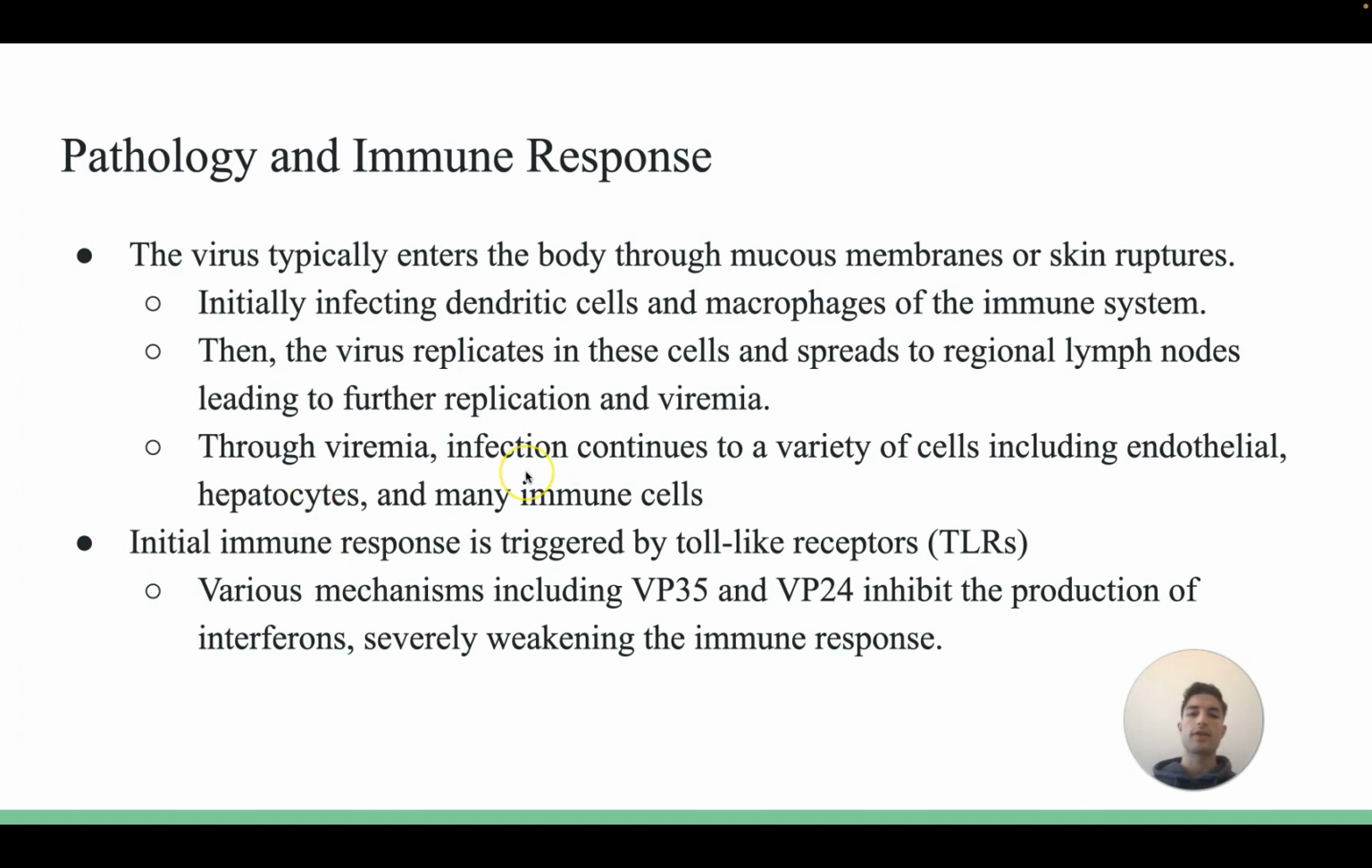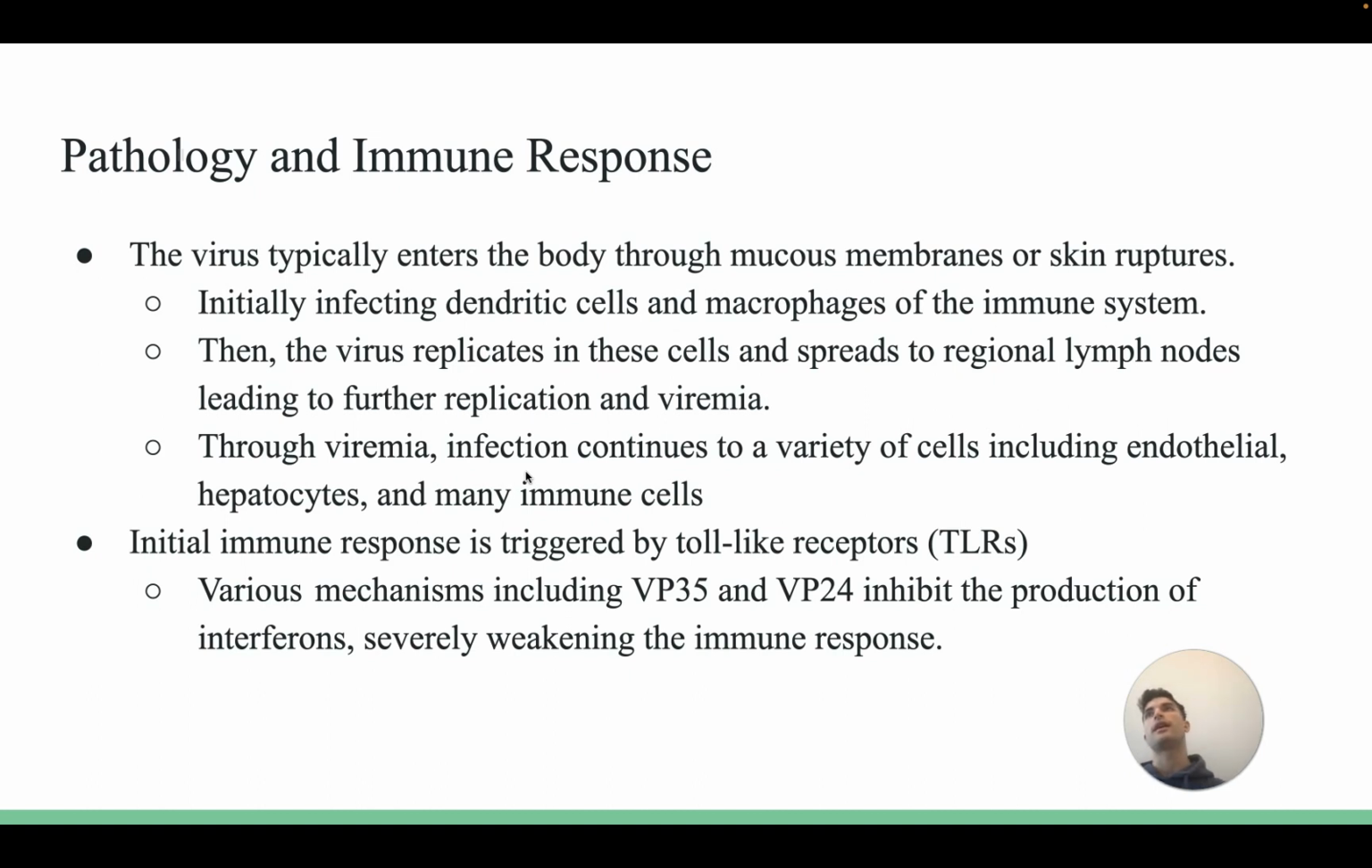So, pathology and the immune response. The virus typically enters the body through mucous membranes or skin ruptures, initially infecting the dendritic and macrophage cells of the immune system. The virus then replicates and spreads to your regional lymph nodes and then spreads further through the body through viremia, which is basically the virus in the bloodstream. Through viremia, infection continues to a variety of cells, including your endothelial cells, your hepatocytes, and many immune cells.